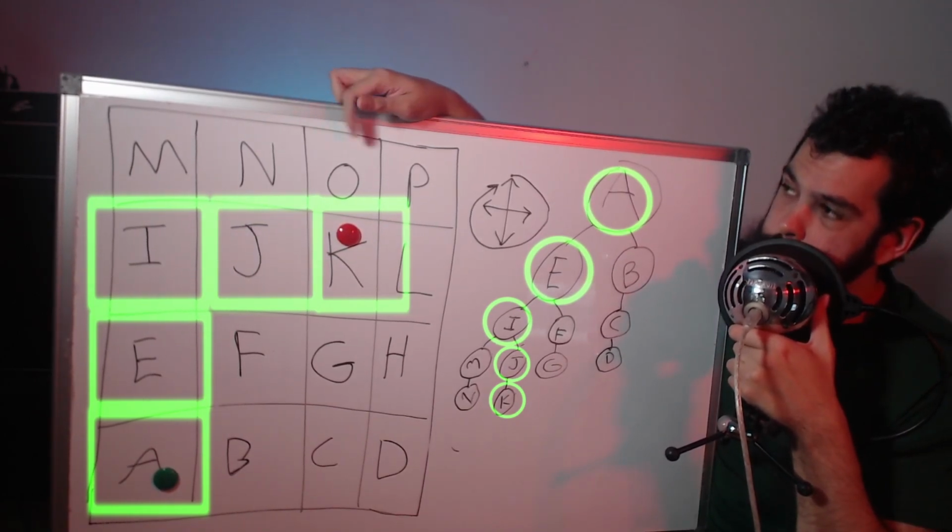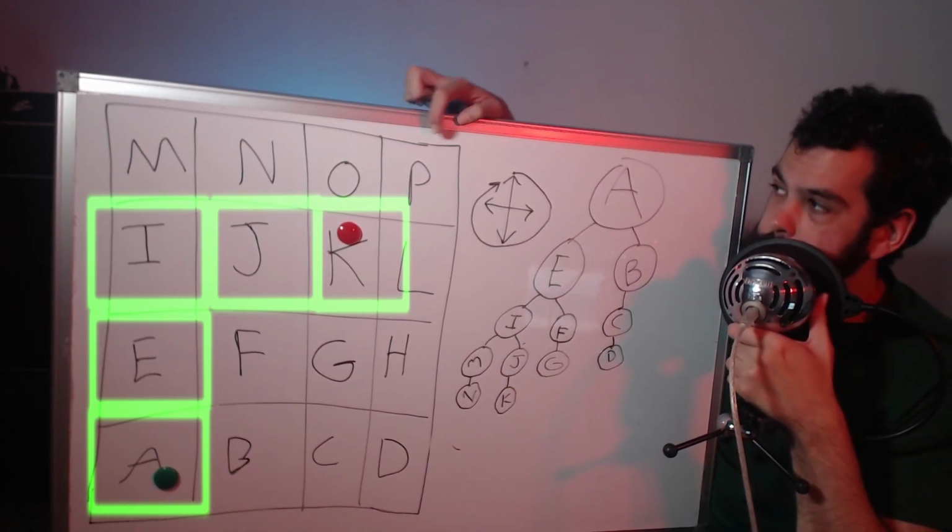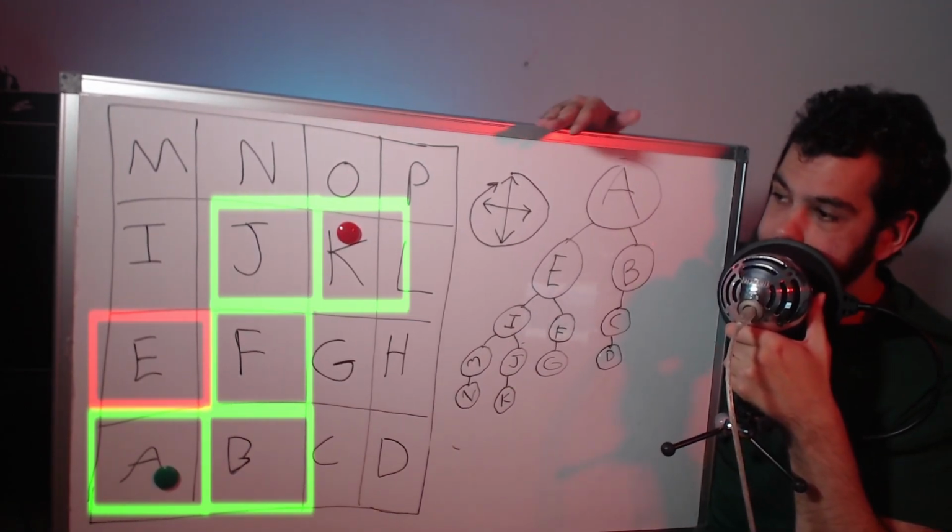If we wanted to block one of the nodes so that the player couldn't walk on it, we would just tell the algorithm not to include it in this tree, and then it would have to go around it and find a different path.